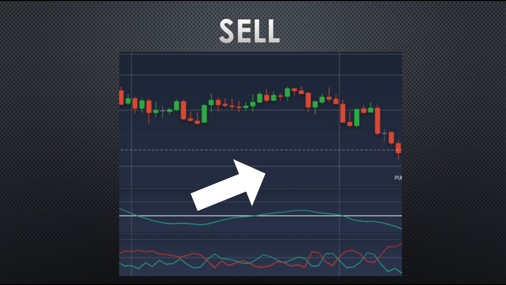We are going to use 1-minute candles or 30-second candles on an expiration time of 2 minutes. Let's apply the strategy.